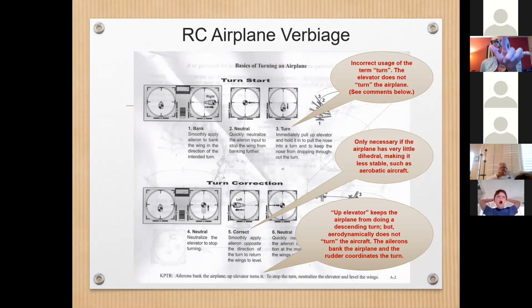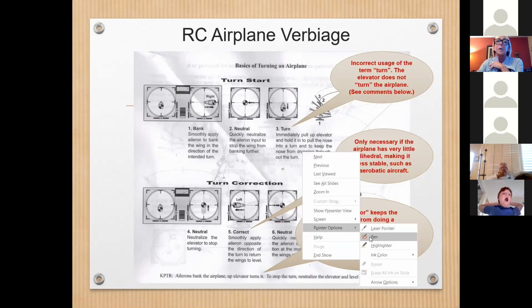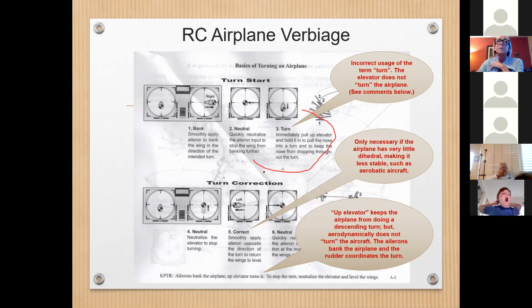So at the first part here, he's talking about a turn. And we're going to go to the pen here and circle this. So he says, immediately pull up elevator and hold it in to pull the nose into a turn and to keep the nose from dropping throughout the turn. The second part of his sentence is correct. The elevator does keep the nose from dropping, and we already discussed that. However, the elevator does not turn a plane. So that is the ailerons and the rudder.